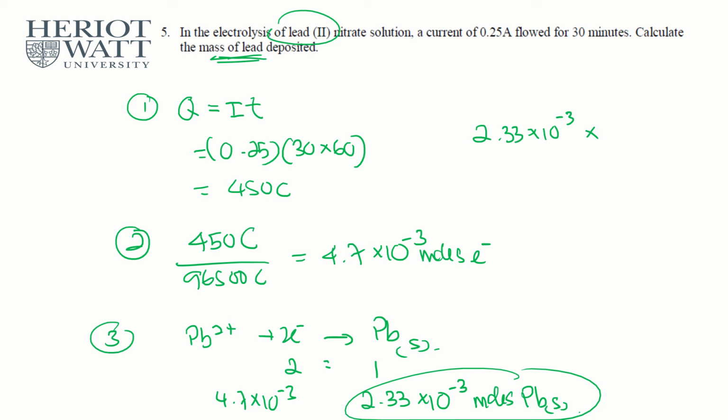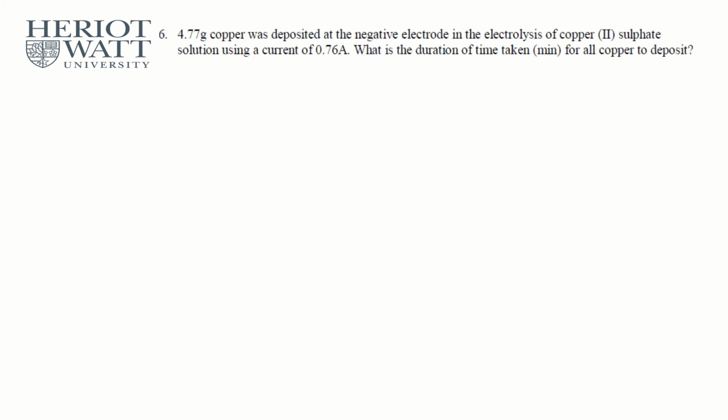Okay? So what is the molar mass of lead? 207, guys. So times 207, you get a mass. Overall, the mass is 0.48 grams. So 0.48 grams of lead is produced from this information. Okay, so that's the answer for number 5. Okay, number 6.